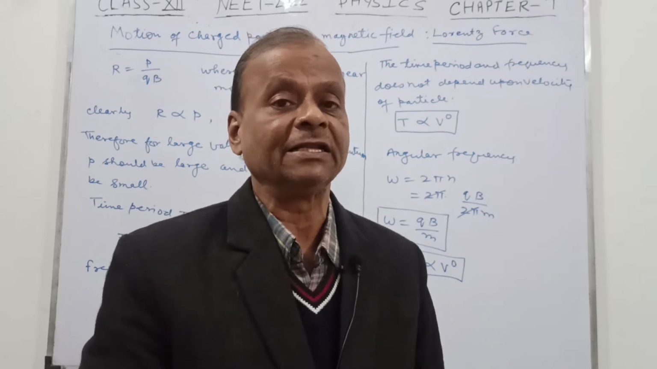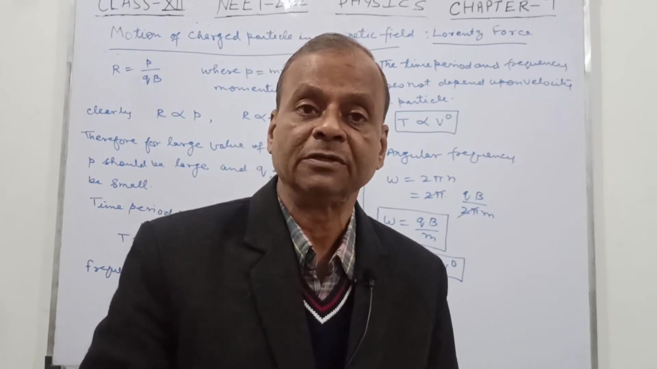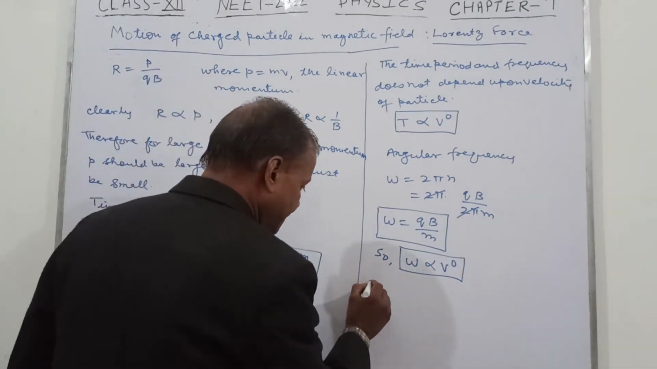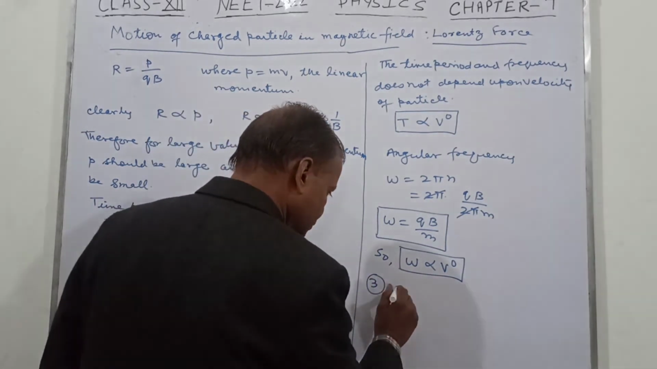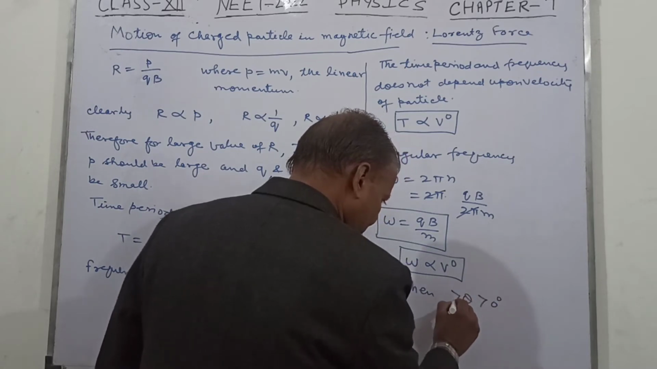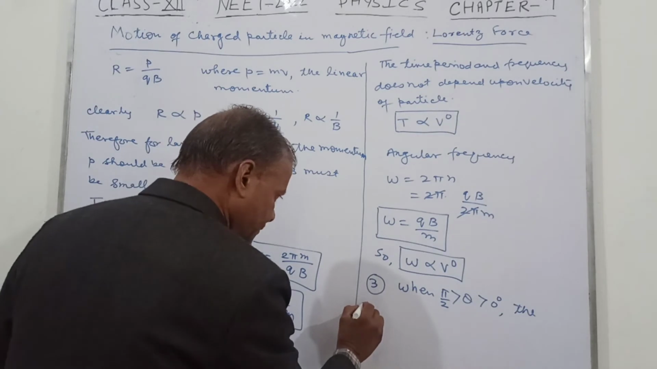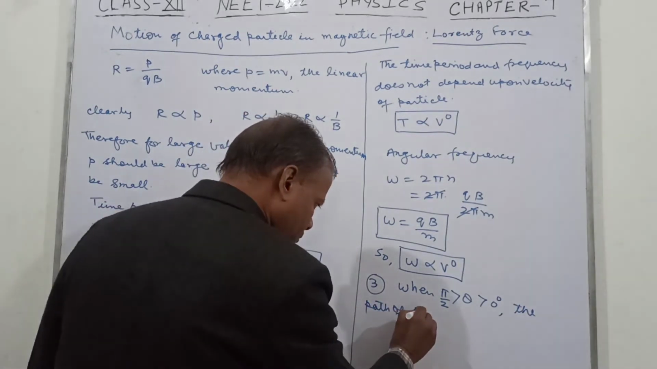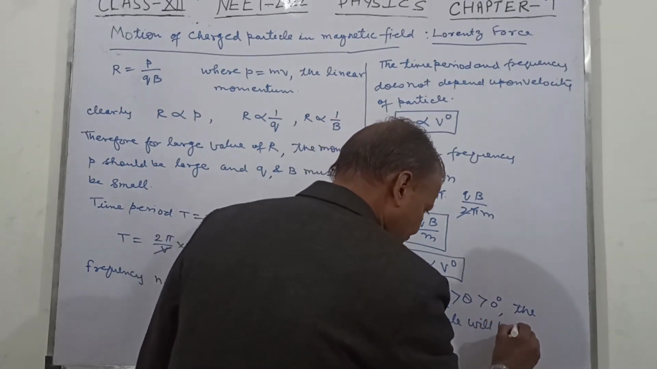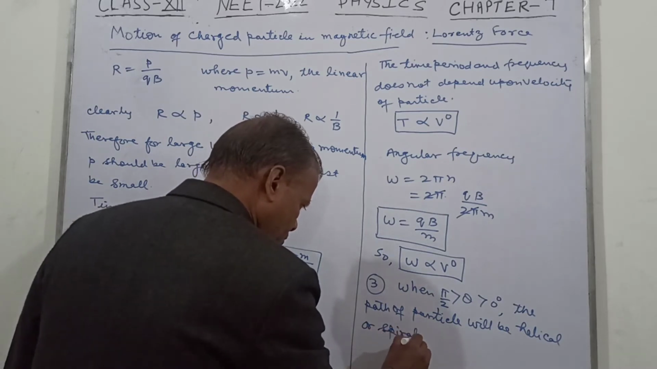Now suppose the particle is moving at angle theta, that is neither equal to 0 degree nor 90 degree, somewhere between 0 and 90 degree, then what will happen? What is the path of the particle? So now we are at case number 3. When theta is greater than 0 degree and less than 90 degree, the path of particle will be helical or spiral.